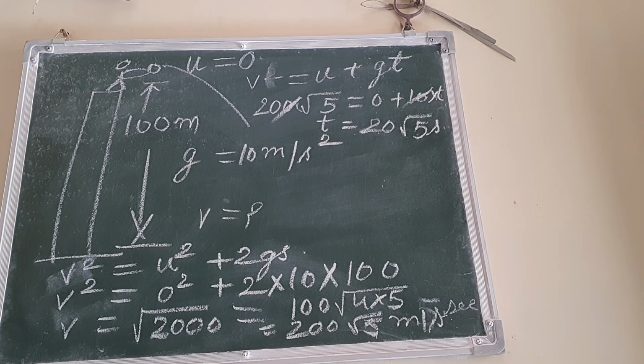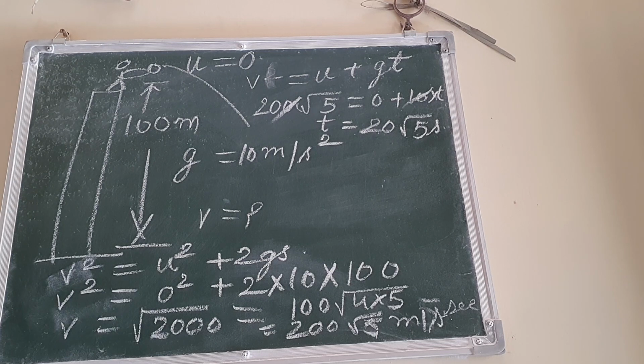So we are going to understand this question once more. There is a tower whose height is 100 meters. A ball is not thrown by a boy from the top of the tower, it is dropped from the tower. So the initial velocity is 0, so u is equal to 0. We have to find its final velocity, that is v. Gravity, that is 10 meter per second square.